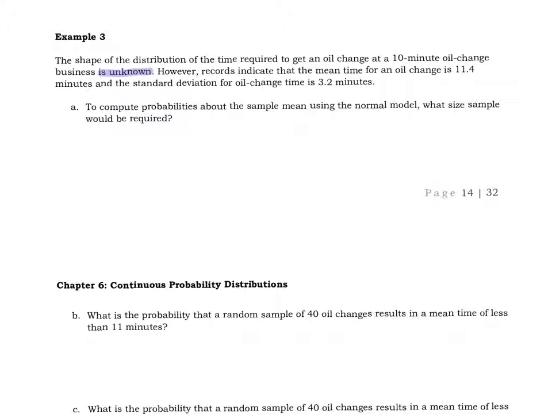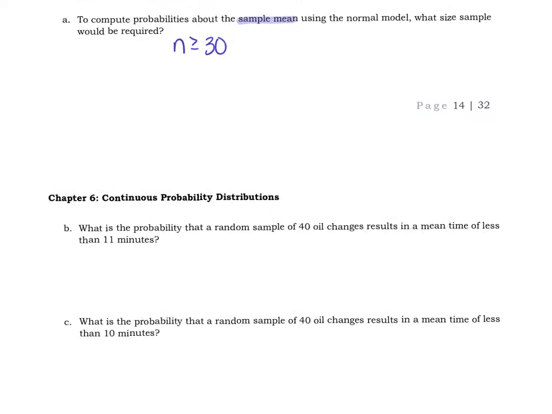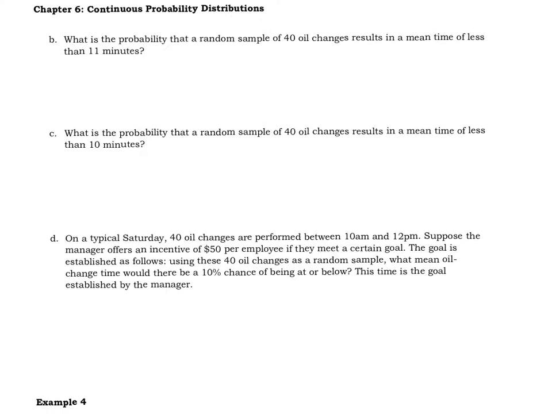So to compute probabilities about the sample mean, again, the sample mean, using a normal model, what sample size would be required? Well, we would need n to be at least 30 in order for us to use the normal model. So what is the probability a random sample of 40, so n is greater than or equal to 30, gives us an average time of less than 11 minutes for your 10-minute oil change? So we want to find the probability that the average is less than 11.